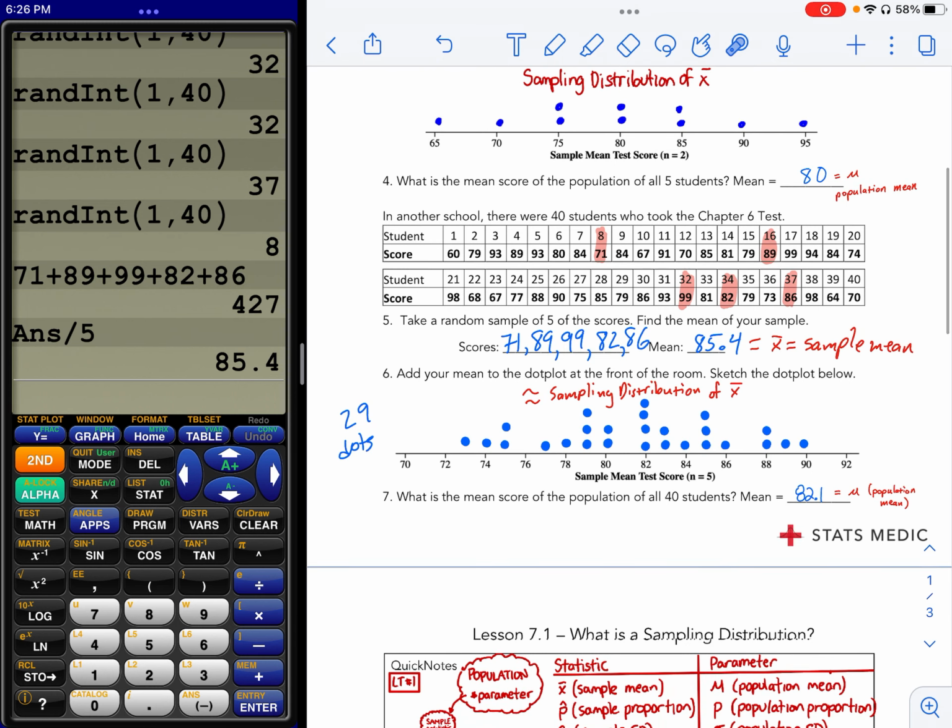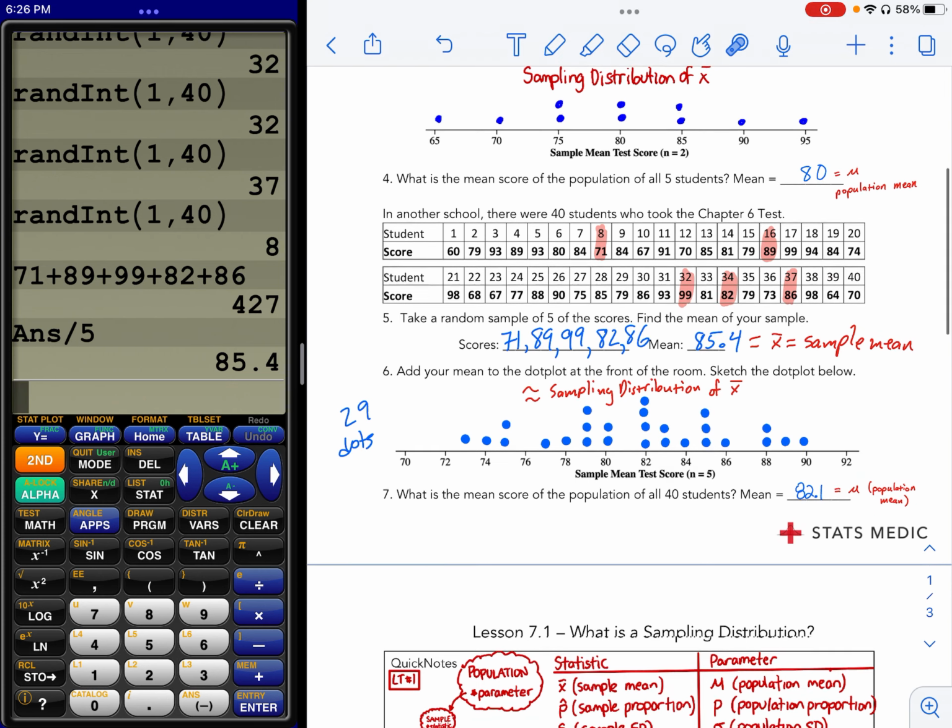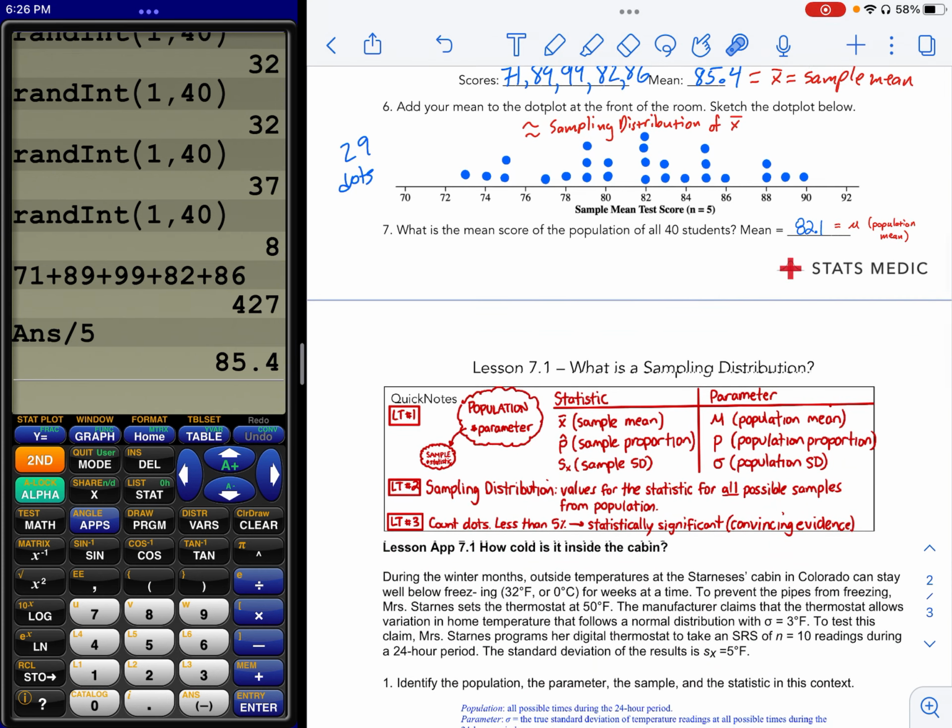Okay, and then when I used all of them, it's called mu, which is the population mean. What I'm getting at here is some of these big ideas.